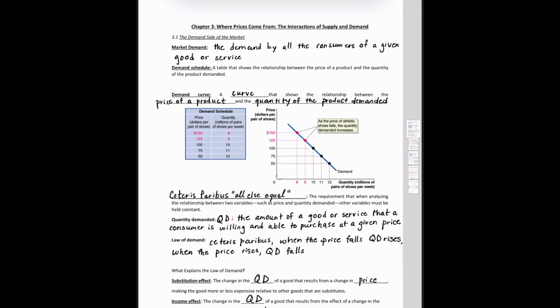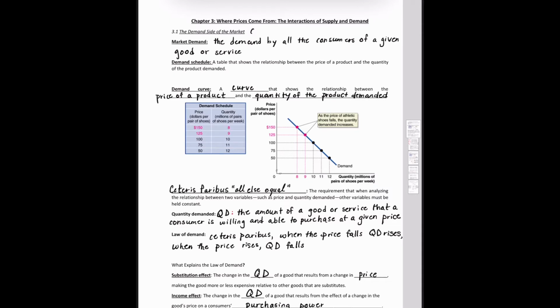So we're going to start with the demand side of the market. When we talk about the demand side, I want you to think consumers. And so that should be fairly easy to relate to yourself since we are all consumers. And that's the perspective I want you to take when we're talking about the demand side of the market. So, what is market demand? Market demand is the demand by all the consumers of a given good or service.